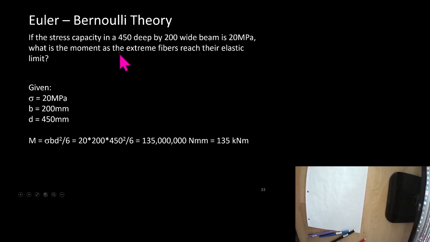So if the stress capacity in a 450 deep by 200 wide beam is 20 MPa, they've said that if the extreme fibers go above this, what is the maximum moment as the extreme fibers reach their elastic limit? So if we go past 20 MPa at the top or the bottom of that beam, we've failed the beam. So we want to know what maximum moment we can get out of this. So what is the maximum moment?